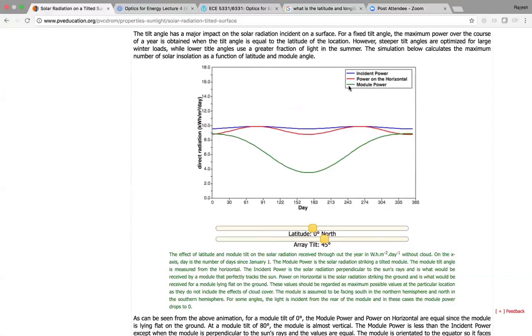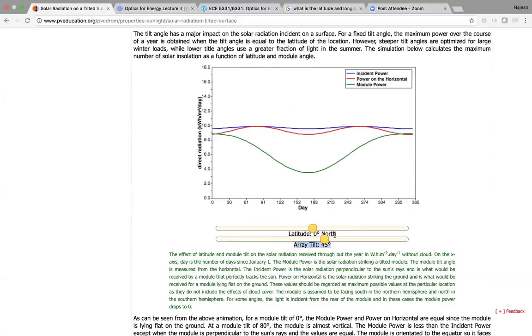It's shown here. And the green curve is what you produce in the module when you are at a certain orientation of the module. And you will see that's not good, right? This is very bad, actually. And that's the array tilt here that we can change. 45 degrees is what it is right now.